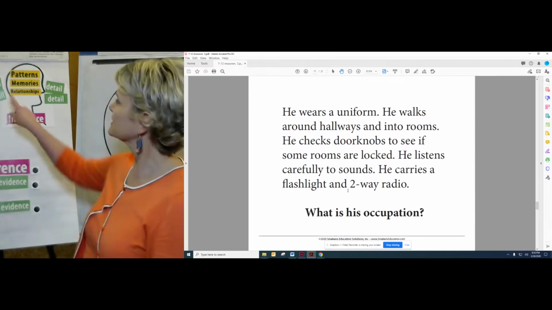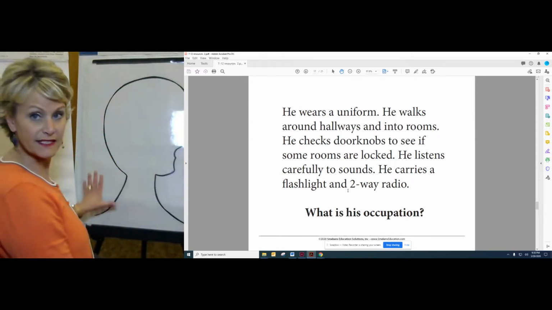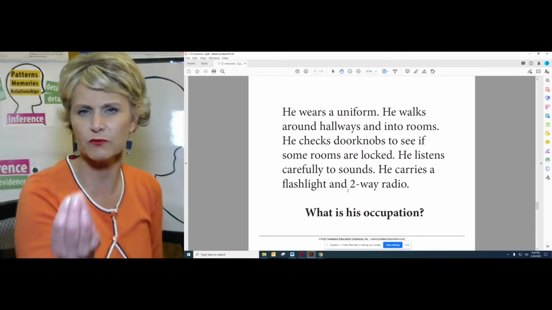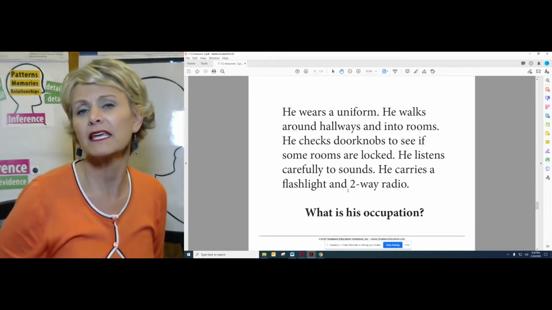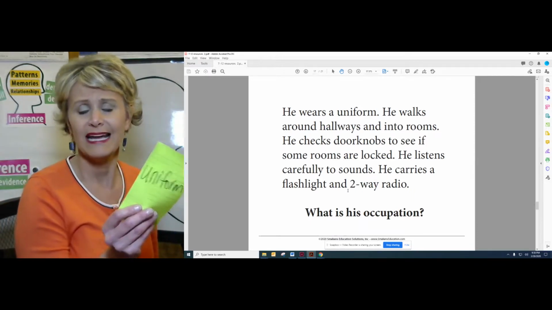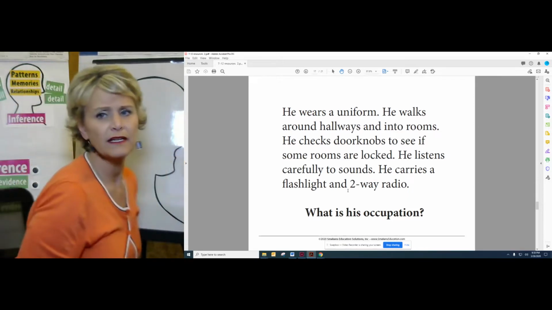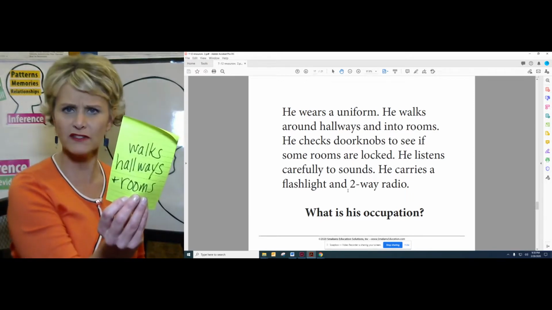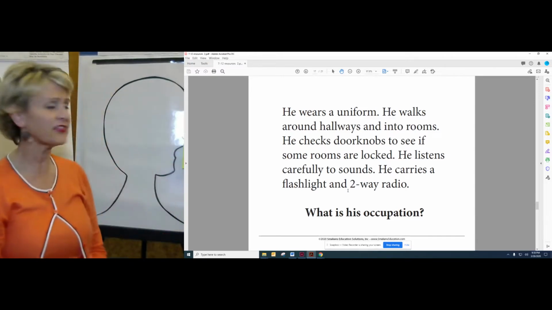But that said, the first thing I have to do is collect the details and put them on Miss Linder's silhouette head. So looking back at the passage, I think, what words, what phrases might help me figure out what his occupation is, what his job is. He wears a uniform. Okay, well, the fact that he doesn't get to pick whatever he wants to wear, and it's not a suit, that's going to become important, I'm sure. He walks around hallways and into rooms. All right, so he walks, where, hallways, and into rooms. These are not my words. These are the author's details.